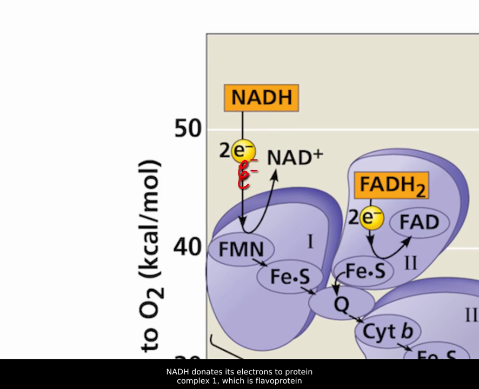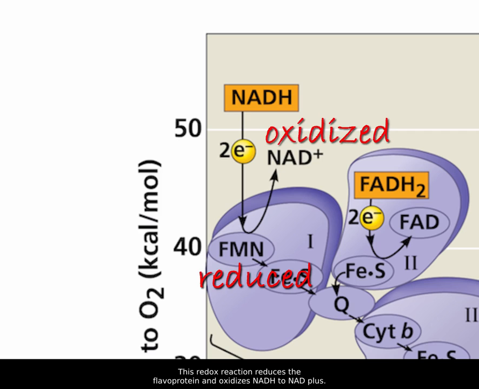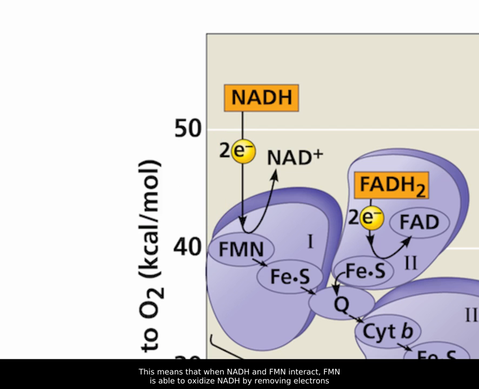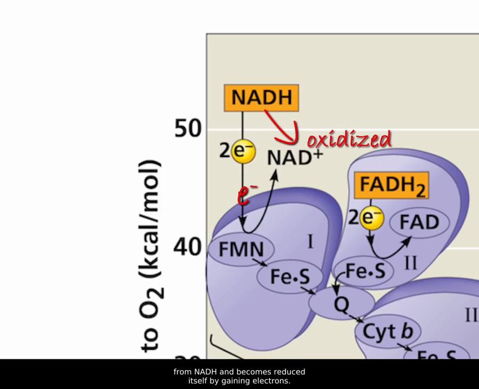NADH donates its electrons to protein complex 1, which has a flavoprotein with a prosthetic group called FMN. This redox reaction reduces the flavoprotein and oxidizes NADH to NAD+. Why do the electrons move in that direction? It's because FMN is more electronegative than NADH, so FMN has a higher affinity for electrons than NADH does. This means that when NADH and FMN interact, FMN is able to oxidize NADH by removing electrons from NADH and becomes reduced itself by gaining electrons.